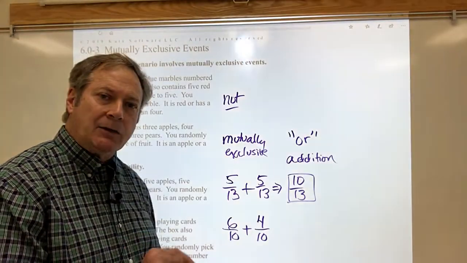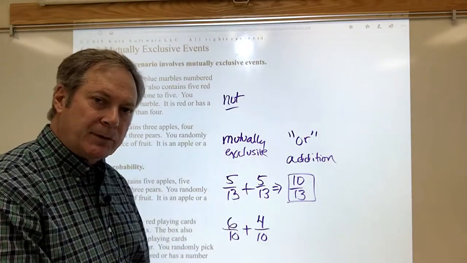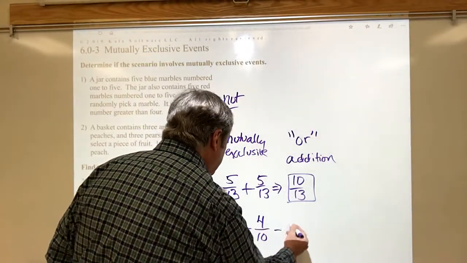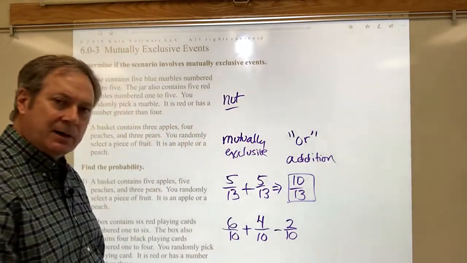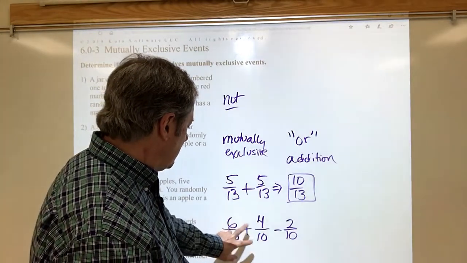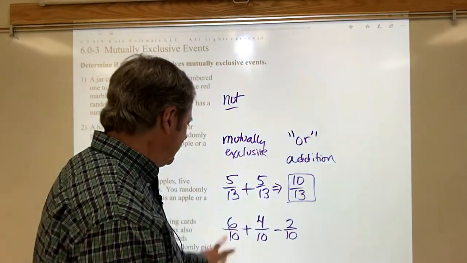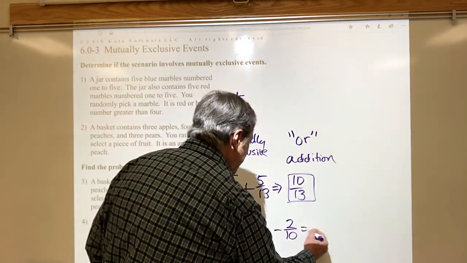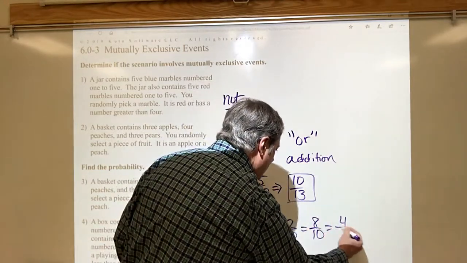But we need now to pull out the ways that they're less than 3 that are also red, because you can't double count. So there are 2 ways of getting both red and less than 3. So we have to subtract those out. So what we've got here really is 6/10 plus 4/10 take away 2/10, and that will be 8/10, or reducing that by 2, you get 4/5.